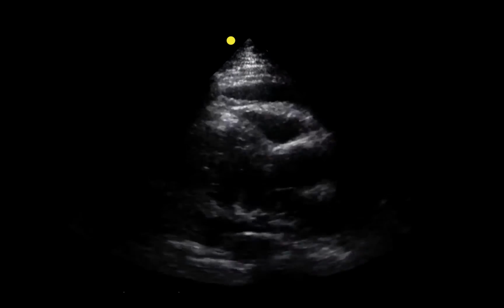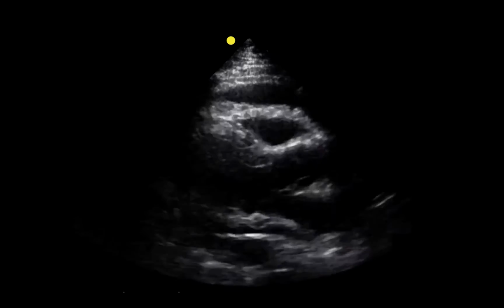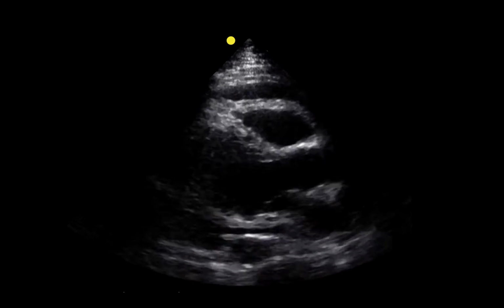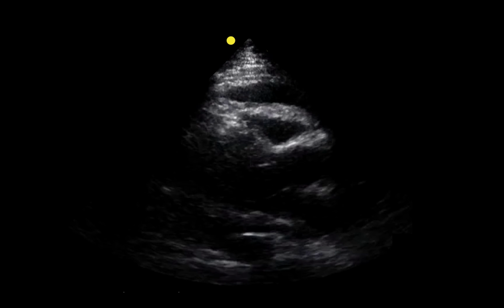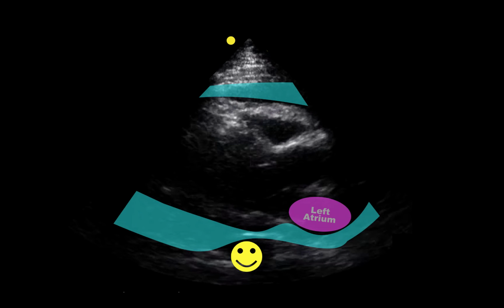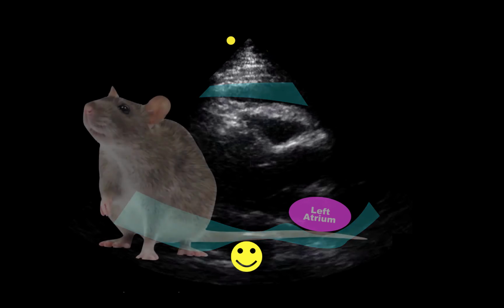So here's an example of a parasternal long axis view, and you see some anechoic space anterior to the right ventricular outflow tract. Looking beneath, you also see the descending aorta, you identify the left atrium, and you see fluid going between those two structures and circumferentially. So this is in fact a pericardial effusion.